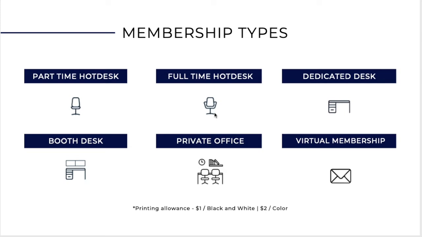So what happens if you go over the printing allowance? We will charge you by this amount: $1 in black and white and $2 in color, and these are in Hong Kong dollars. Again, these membership types are location specific, and we are using Hong Kong as an example. If you go into the folder according to your country, you'll be able to find information that is based on your location.